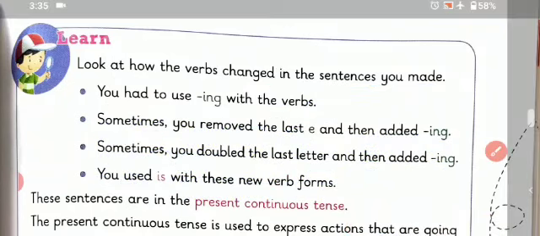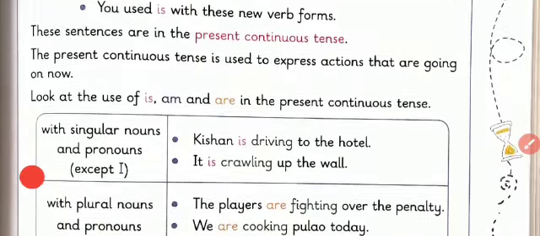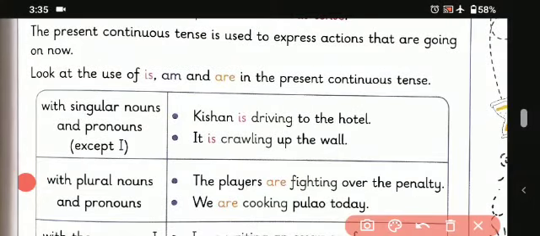So these sentences are in the present continuous tense. So by adding ing, we are changing them into the present continuous tense. The present continuous tense is used to express actions that are going on now. So students, as I have told you, in the present continuous tense we use the words which are going on. So let's understand the table here.